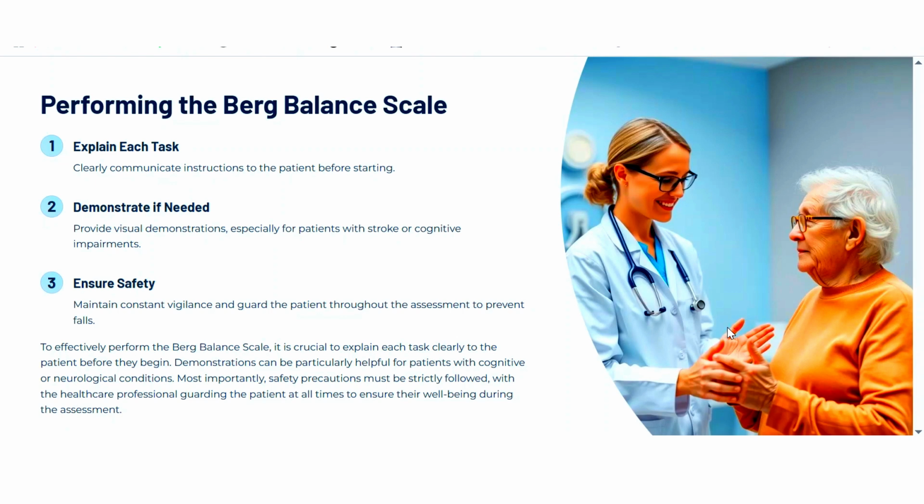Provide a visual demonstration by performing on yourself. Majorly I love to do that. Provide visual demonstration especially for patients with stroke or cognitive impairments, and then ask the patient to perform those things. Third, to ensure safety, maintain constant vigilance and guard the patient throughout the assessment to prevent any falls, because stroke patients, cognitive impairment patients, and Parkinson's patients are at risk of falls. So during assessment and evaluation, remember to take care of the patient's safety.